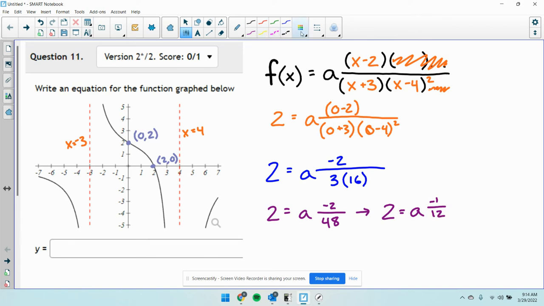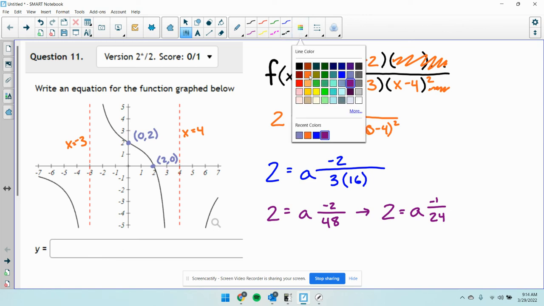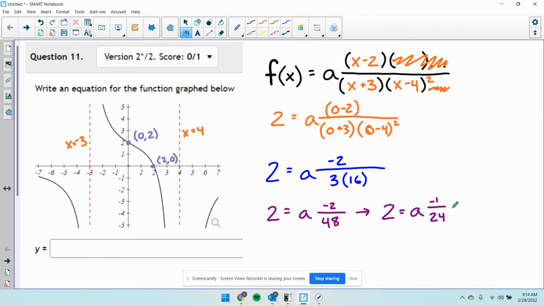Oh, sorry, not 1 over 12. Let's get rid of that. It's 1 over 24. So if I want a by itself, I'm just going to multiply both sides by -24. So this -1 over 24 and this -24 cancel, and I'm left with -48 equals a.